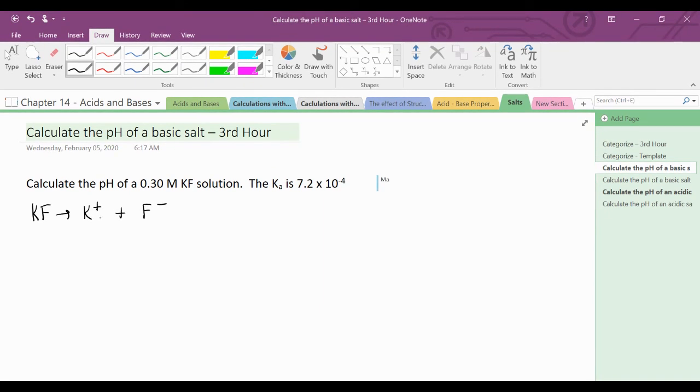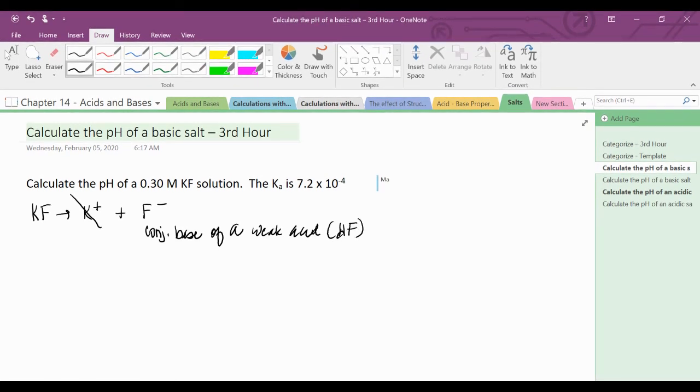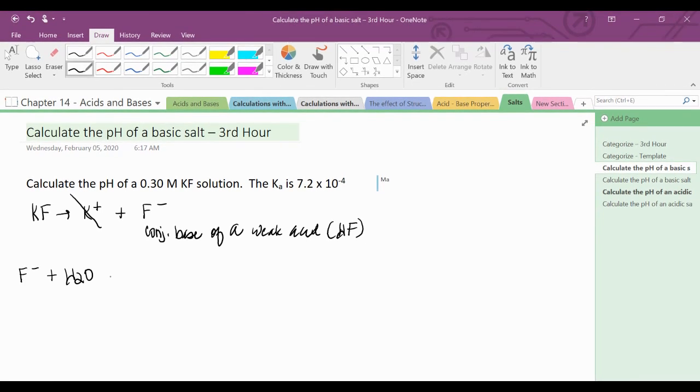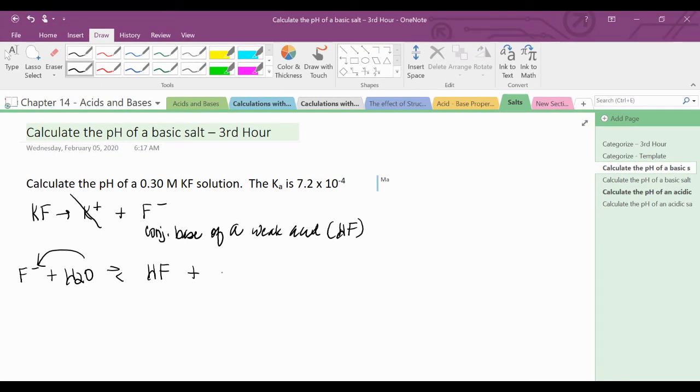And we should recognize that this potassium ion comes from a strong base, so we're going to cross it out. But this fluoride is a conjugate base of a weak acid. And we should recognize that the weak acid is HF. Okay. So this fluoride ion is going to react with water. And the fluoride ion is going to be your base. So it's going to be the proton acceptor. We're going to make HF. And when water donates a hydrogen, you're going to have the hydroxide ion left over.